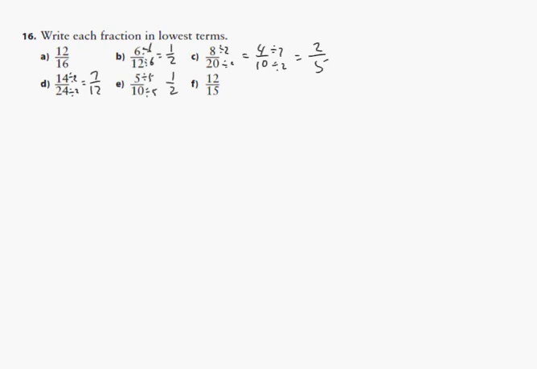And finally, 12 and 15, maybe a little bit tricky, but 1 plus 2 is 3, and 1 plus 5 is 6, which means both 15 and 12 are divisible by 3. And therefore, I can reduce it by a factor of 3, giving you 4/5 as lowest terms.